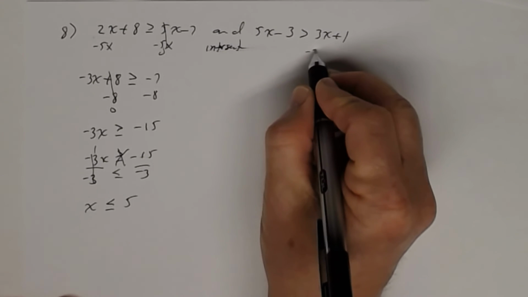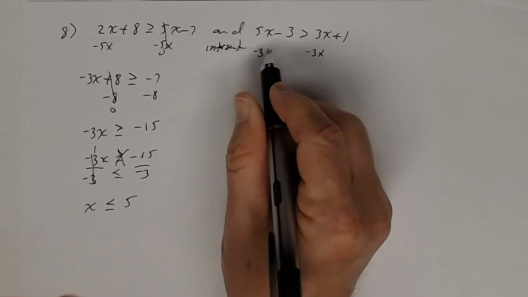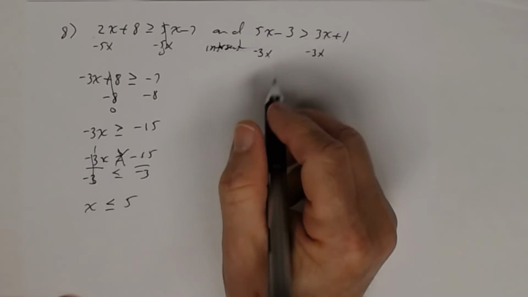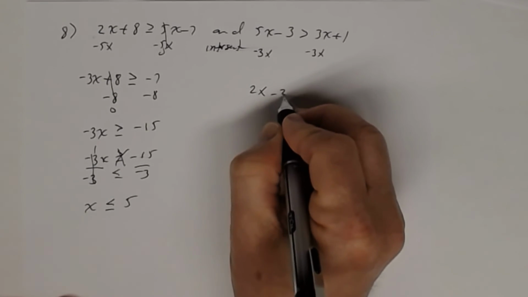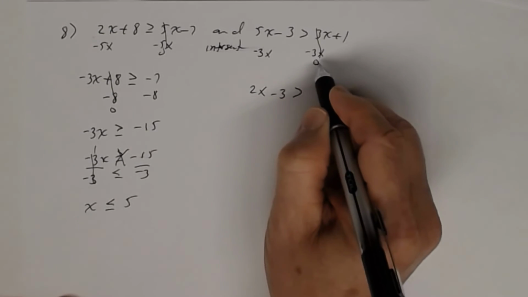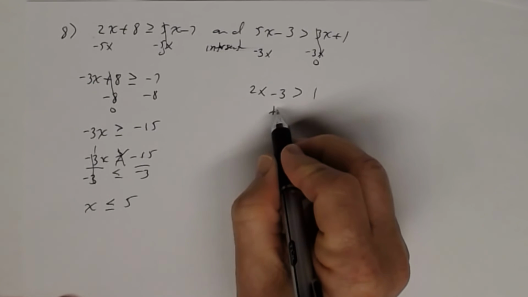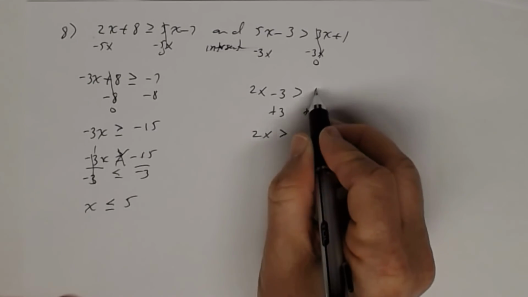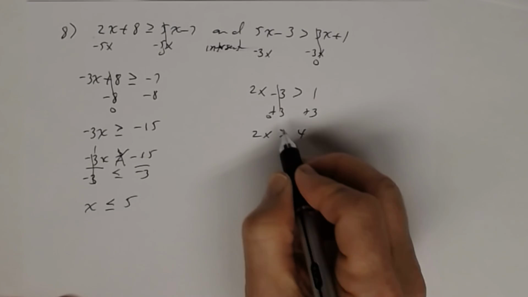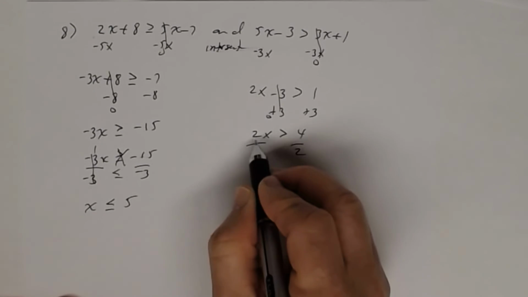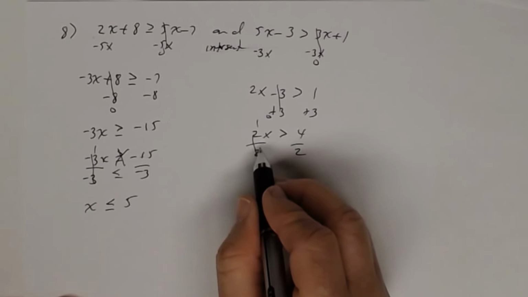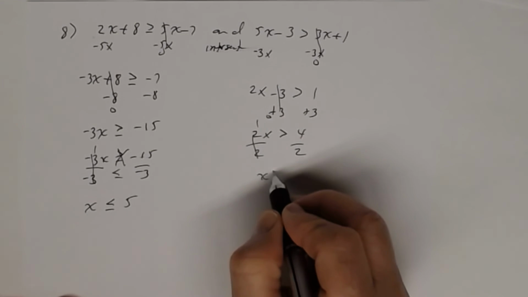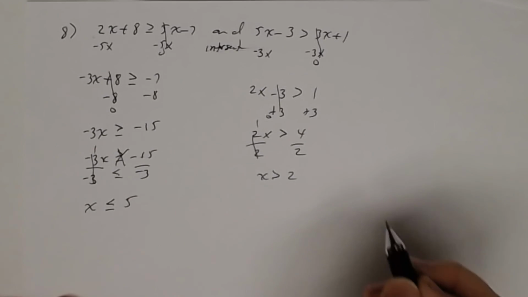Okay, to solve this one, we'll go ahead and subtract 3x on both sides. And then combine like terms. 5x minus 3x is 2x. Minus 3 is greater than, this is 0. 0 plus 1 is 1. Adding 3 to both sides, I get 2x is greater than 1 plus 3 is 4. This is 0. And then dividing both sides by 2, and then reducing, 2 divided by 2 is 1. 1 times x is greater than 4 divided by 2 is 2.